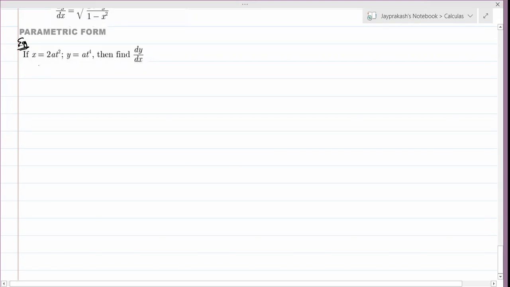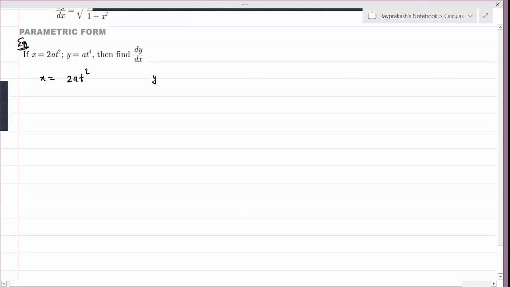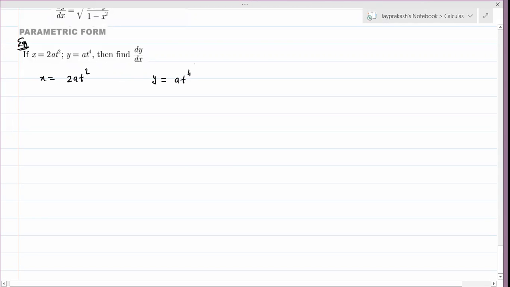So see here, we have given x equals 2a t square and y equals 2b t. So whatever the value of a, b, c, that is a constant. Apart from a, b, c, all are variable. So if I talk about this, look, here a third variable t is visible, apart from x and y. And we have to find the dy by dx.